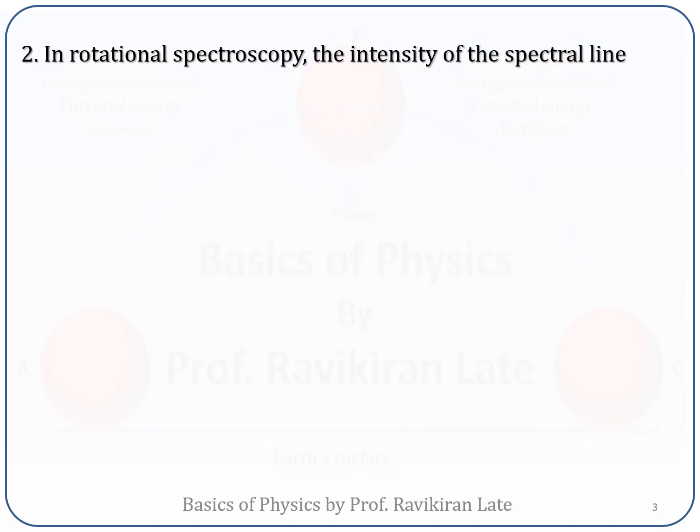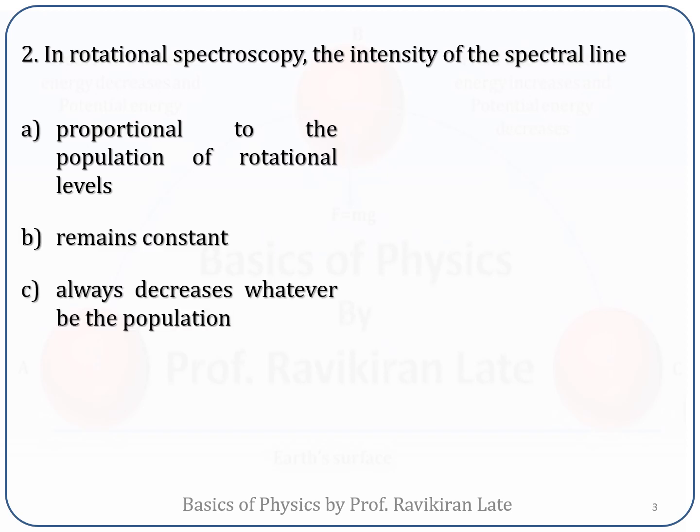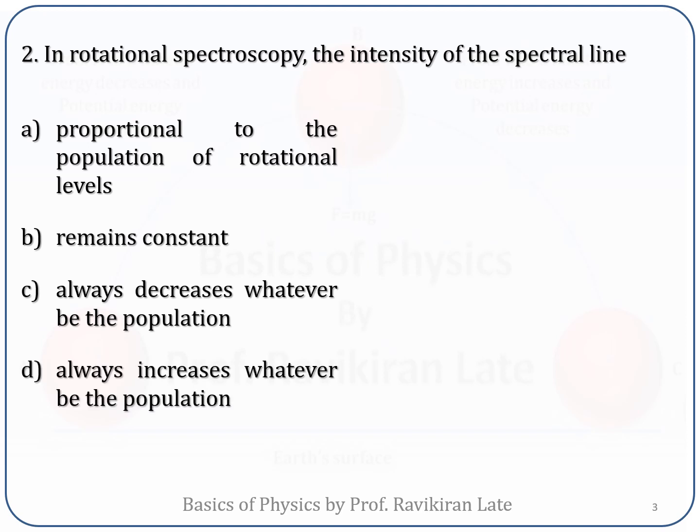Second question: in rotational spectroscopy the intensity of a spectral line depends upon, option A, it is proportional to the population of rotational levels. Option B, it remains constant. Option C, always decreases whatever be the population. Option D, always increases whatever be the population.